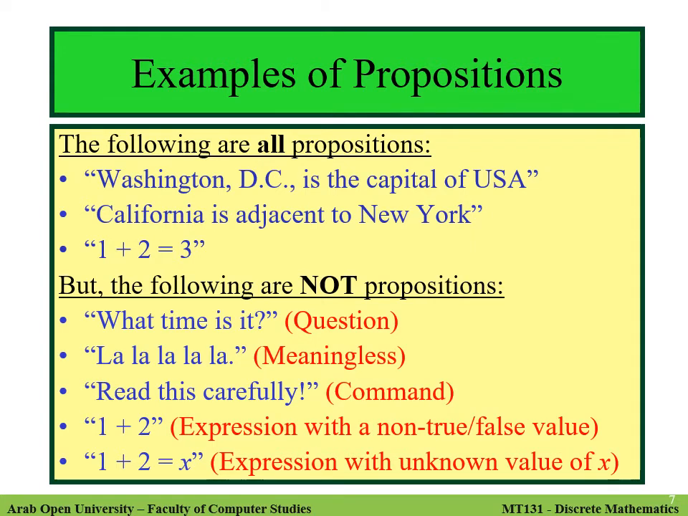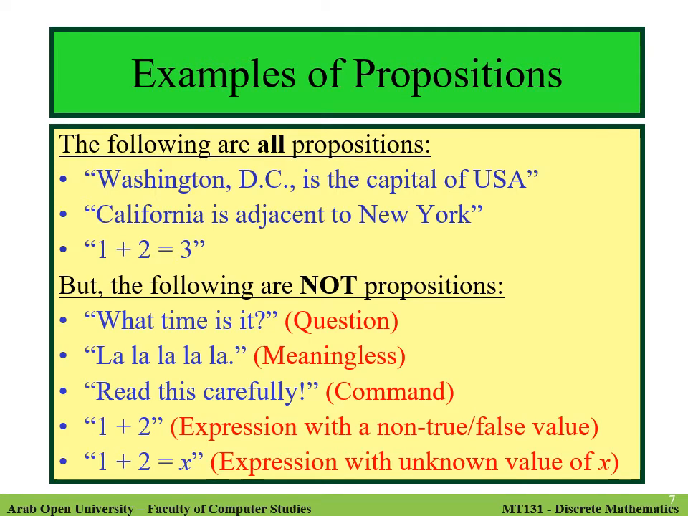If you write 1 plus 2, and that's it, this is not an expression with a truth value. You cannot tell. This is different than 1 plus 2 equals 3. If you just write 1 plus 2, this is an expression with a non-true or false value, and therefore it's not a proposition. The final example, 1 plus 2 equal x, this is an expression with an unknown value of x.